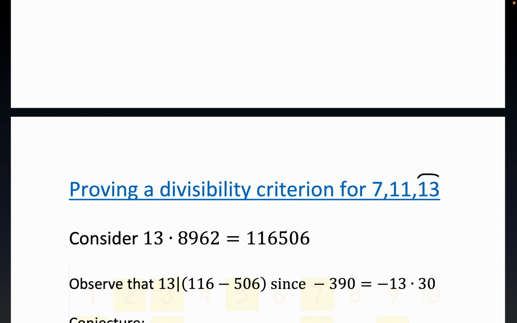Divisibility criterion, I'm just going to prove the one for 13 here. It's kind of interesting why this works for all three numbers. It's the same criterion for all three numbers, and you'll see why fairly quickly.